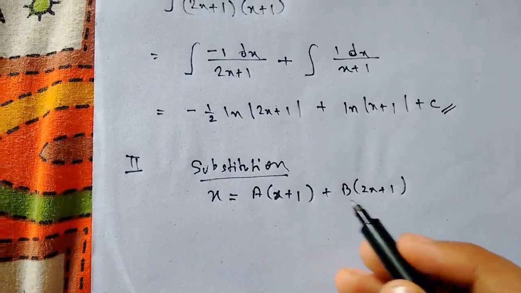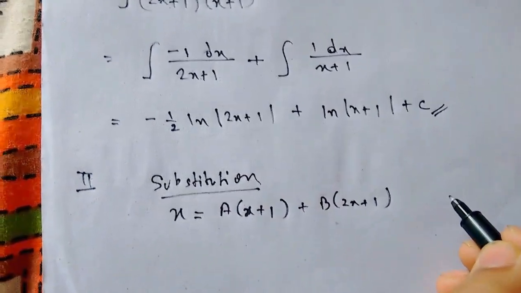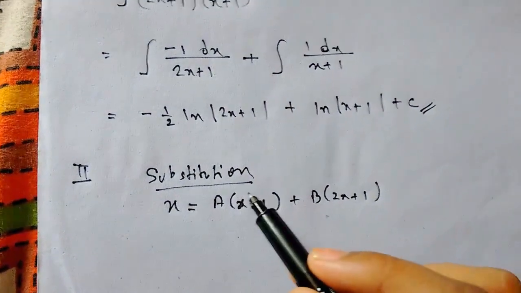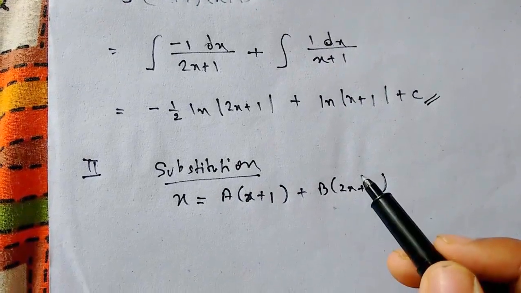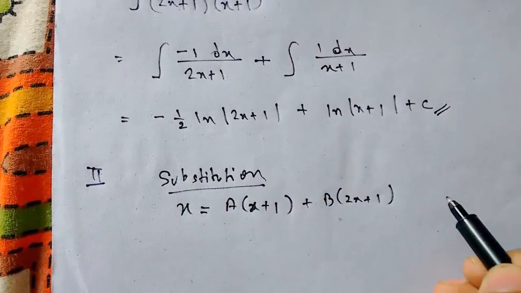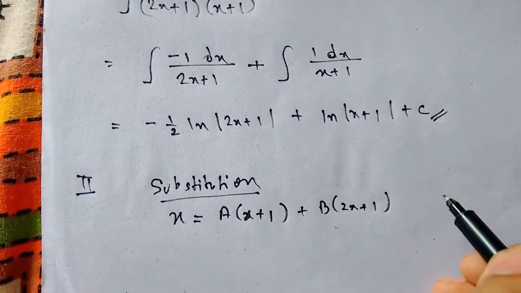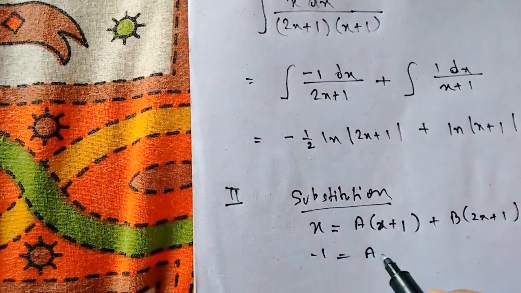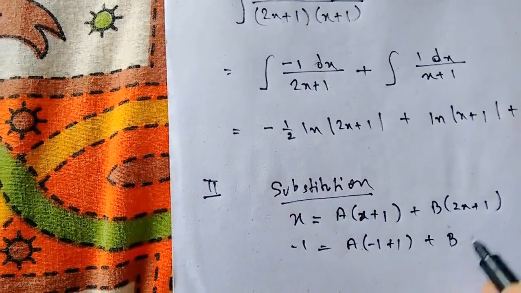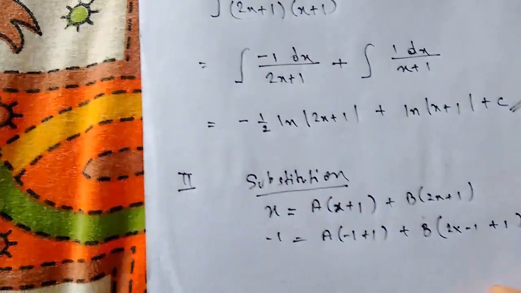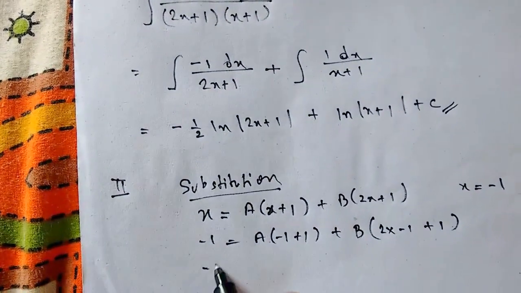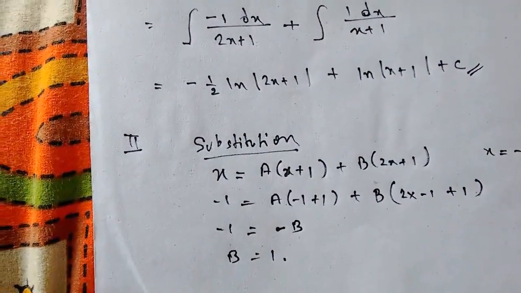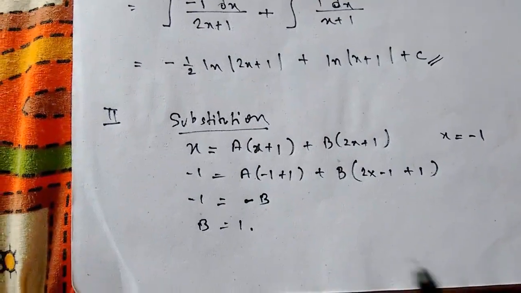We know that if we put x equals 0, this gets 0 and we cannot find any value. If we put x equals 1, we will get another equation. So we have to think smartly. If we take x equals minus 1, we get this equation: minus 1 is equal to A times (minus 1 plus 1) plus B times (2 times minus 1 plus 1). As it turns out, minus 1 is equal to minus B. So B equals 1, and we have the value of B.